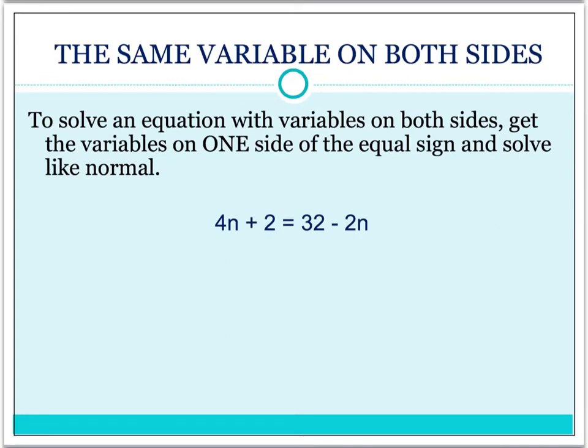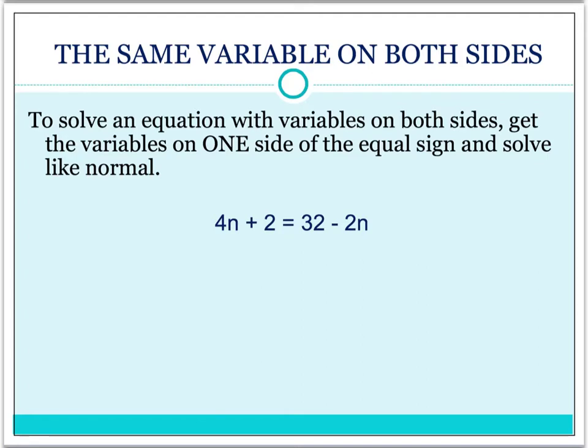We're going to take a look at what happens when you have the same variable on both sides of your equal sign. To solve an equation when you have variables on both sides of your equal sign, you need to get the variables on one side and solve like normal.